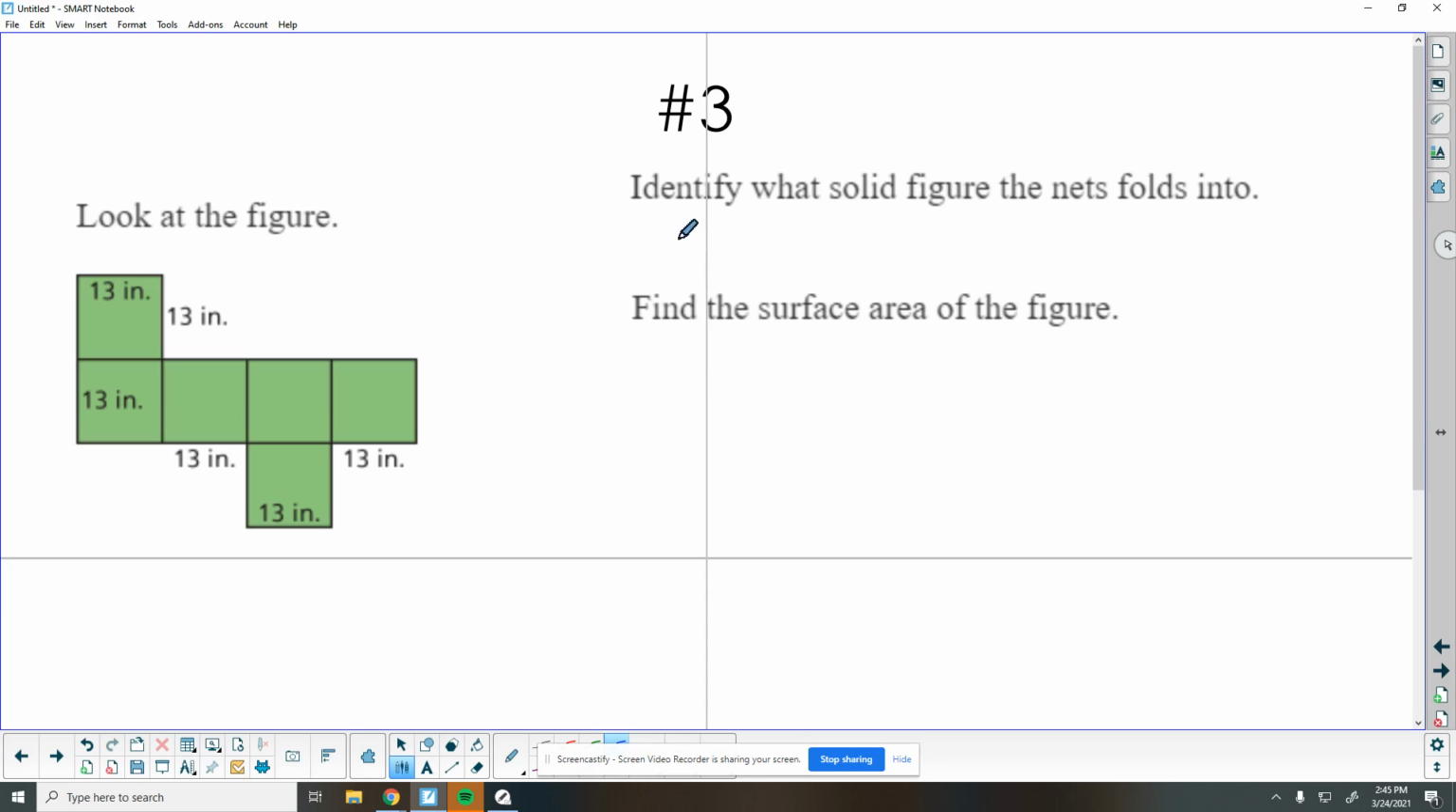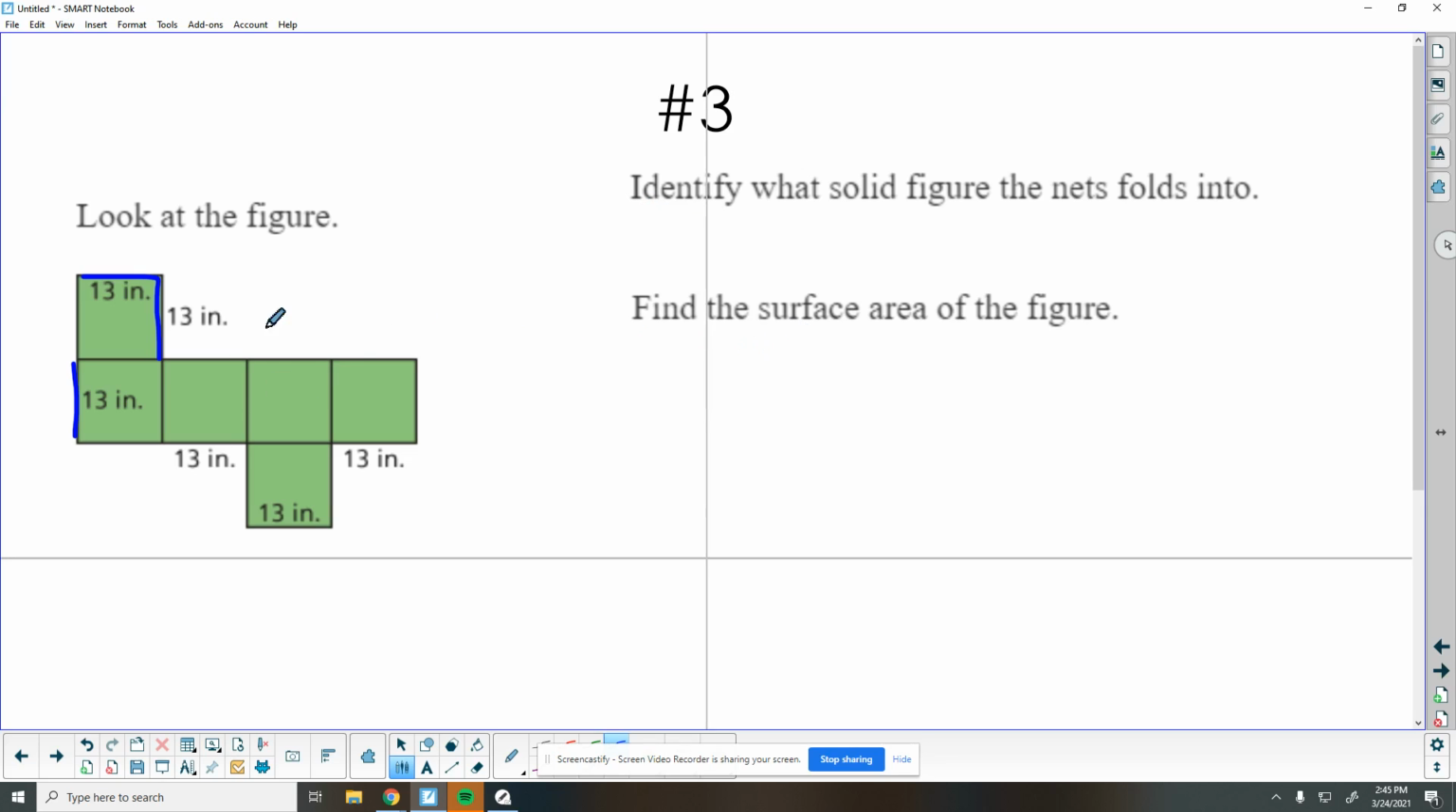Number 3, first we need to identify the solid figure. So I can see all of the dimensions are 13 by 13 by 13. So they're all squares. I've got 4 down the middle, 1 on each side. So this is going to be a cube.